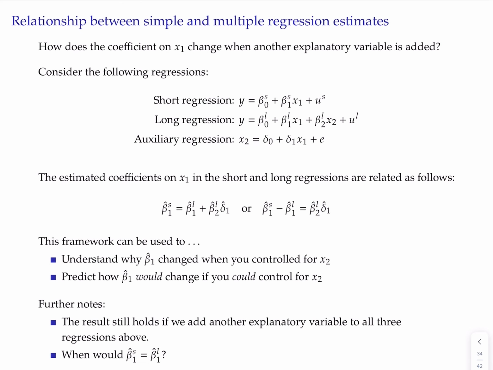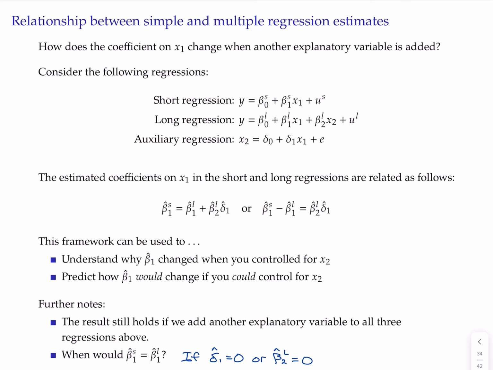Now, could it be that you add an explanatory variable and the slope on x1 doesn't change? Yes, there's a couple of cases that don't come up a whole lot, but sometimes. But yeah, that can be true. You can see that the difference between those beta hats is this product. So for these things to be equal, that product, beta 2 hat times delta 1 hat, needs to be 0. So this can happen if delta 1 hat is 0, or of course if the beta 2 hat in the long regression is 0.